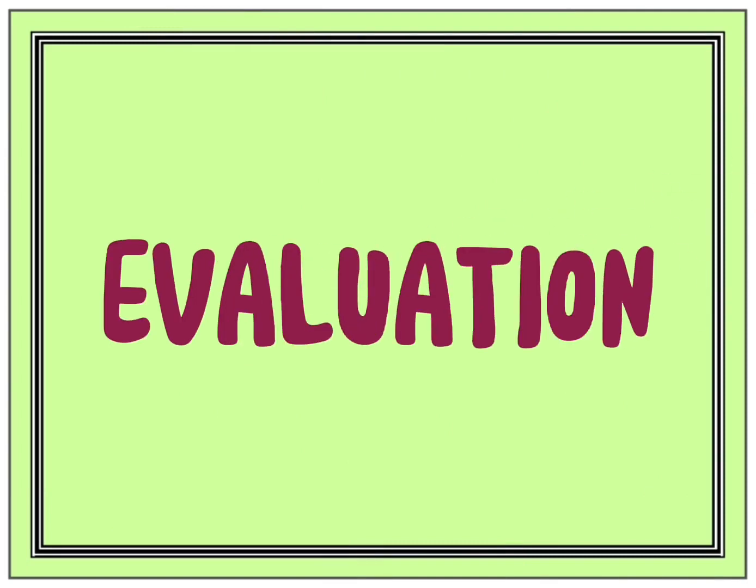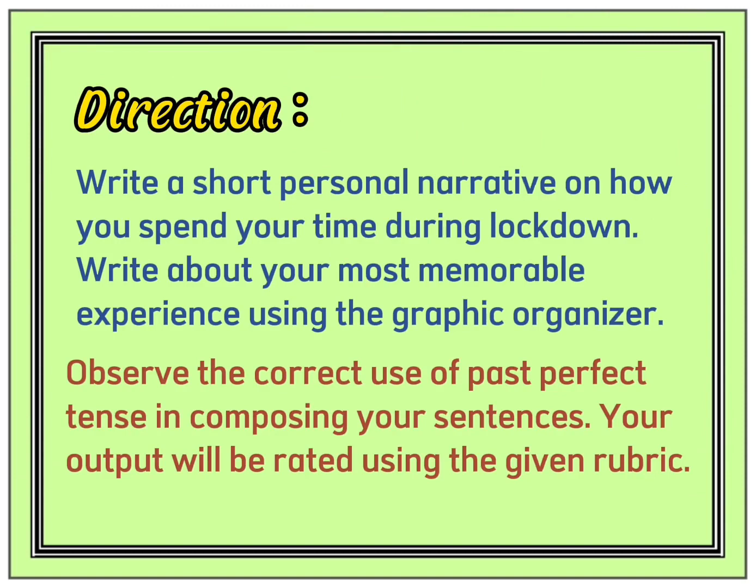For your final activity, you are going to write a short personal narrative on how you spend your time during lockdown. I know you have a lot of experiences when Sorsogon City was under the General Community Quarantine or GCQ and Moderate General Community Quarantine or MGCQ. Write about your most memorable experience using the graphic organizer. Observe the correct use of past perfect tense in composing your sentences. Your output will be rated using the given rubric.